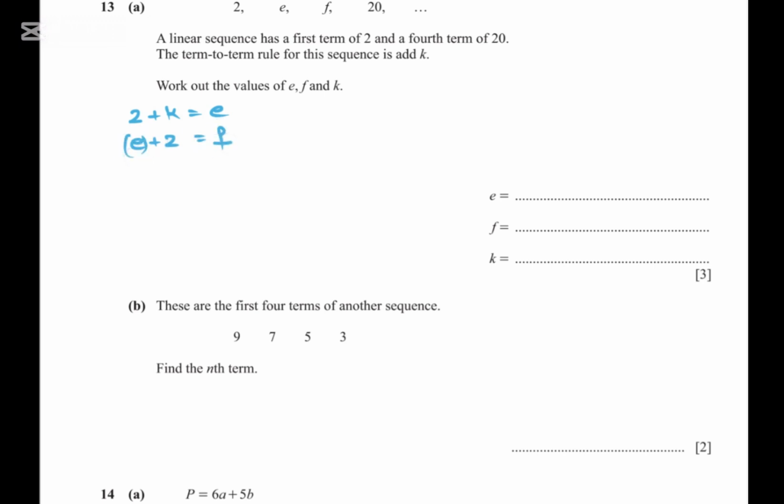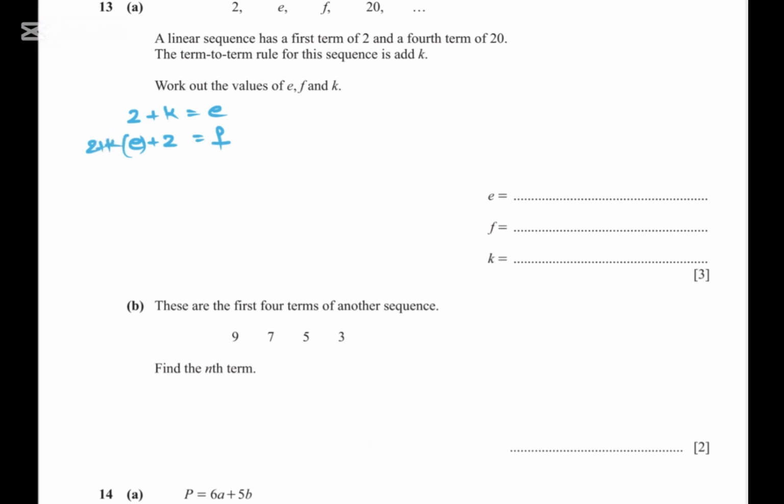Then if I add k to e, I will get f. That means e plus k again, which is 2 plus k plus k. That means 2 plus 2k is f. Then again add k to this, we get 20. This is the order. So here first term plus k is e, second term plus k is f. Instead of e, I have written 2 plus k, which we already saw when we added k to the first term.